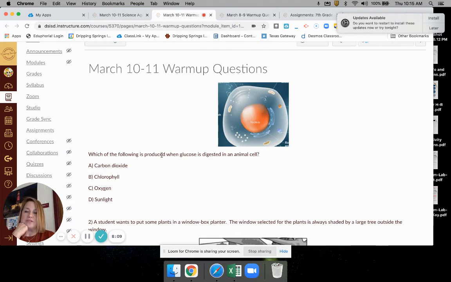Oxygen is not produced because it's an animal cell, not a plant cell. Oxygen is what the animal takes in, and it's the product of photosynthesis. Sunlight is also a catalyst for photosynthesis. So the answer is A, carbon dioxide.